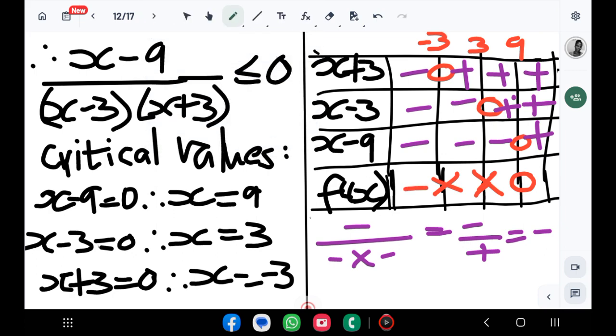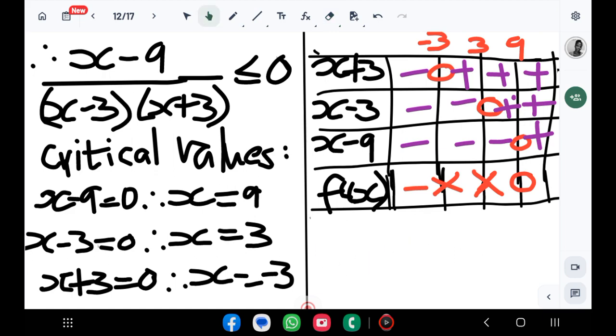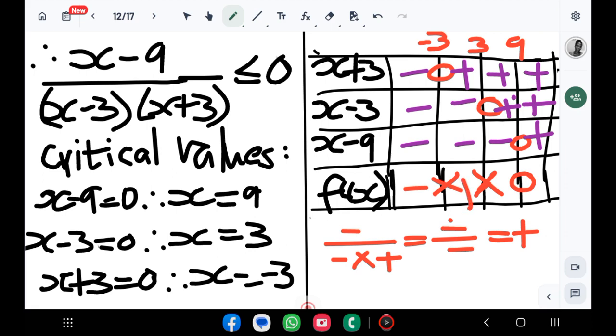In the region between negative 3 and 3, these are the signs for f of x. At the top, I've got x minus 9. X minus 9 between 3 and negative 3 is negative, so that's negative, over x minus 3. X minus 3 in this case is negative, times x plus 3. X plus 3 in this case is positive. Between negative 3 and 3, it's positive. So that leaves you with negative over negative times positive at the bottom, that's negative, and negative divided by negative is positive. So in the region between that, it is positive.